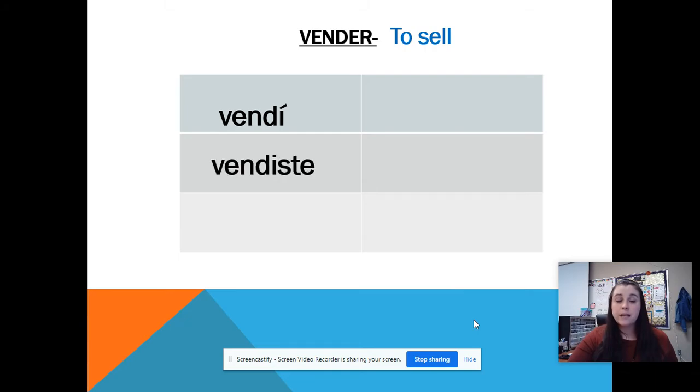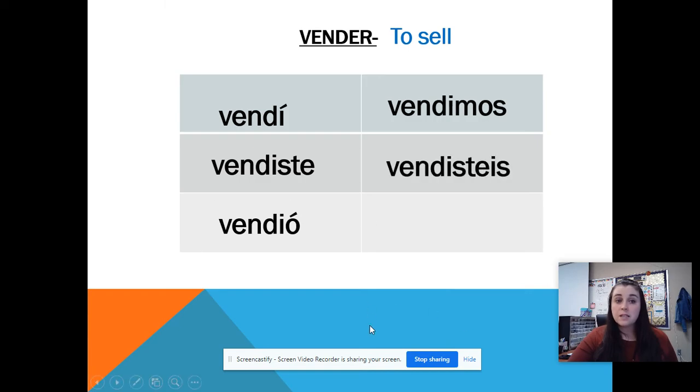You sold would be vendiste. He or she sold, vendió. We sold, vendimos. The vosotros form, vendisteis. And then they or you all sold, vendieron. So í with an accent, iste, ió with an accent, imos, isteis, and ieron.